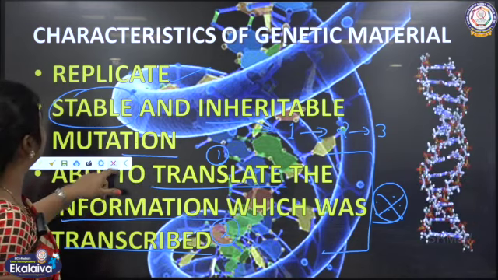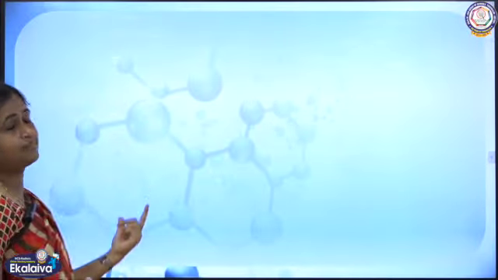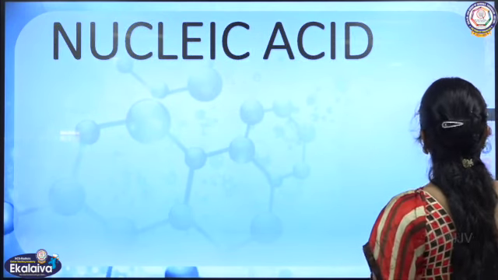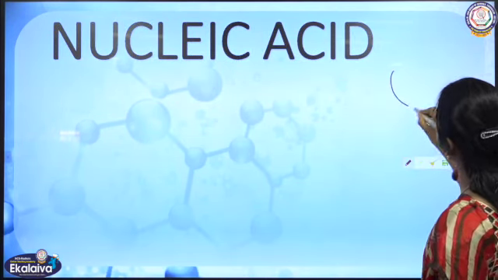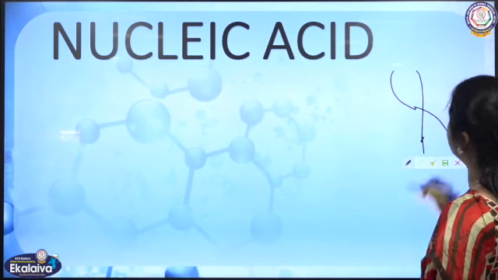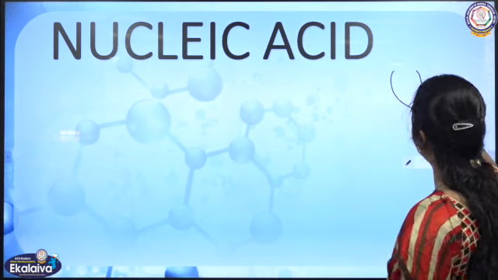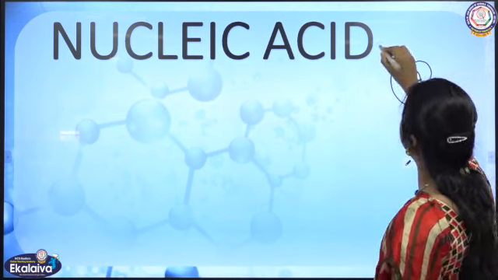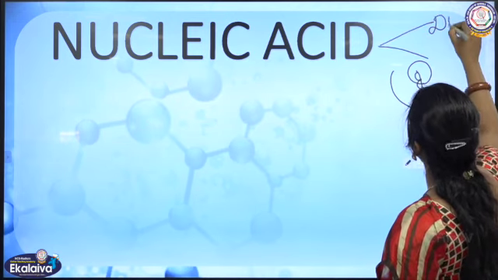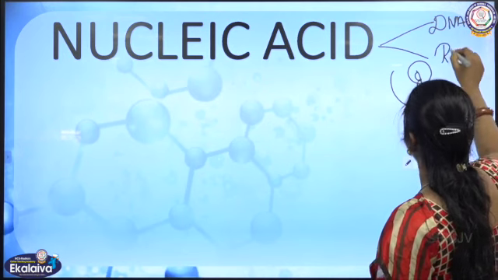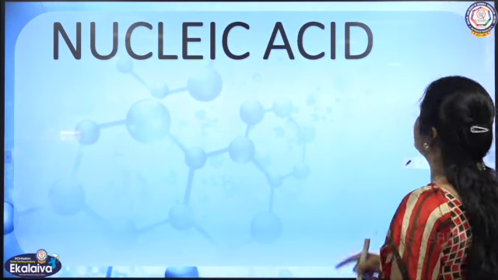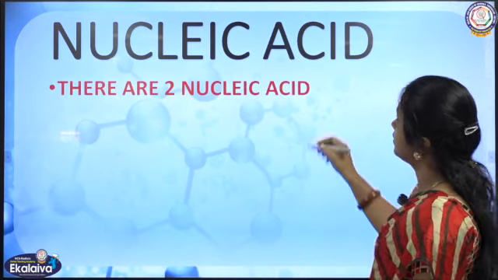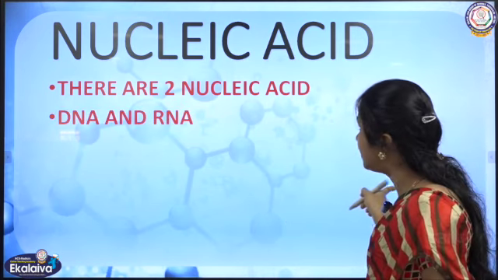We'll move to the structure first of all. When I say DNA, we are saying a double helical structure. What is the structure made up of? It has a small unit, and we are going to see this unit in detail. When you say nucleic acid, there are two nucleic acids, one is DNA and another one is RNA. We'll see the nucleic acids one after the other.